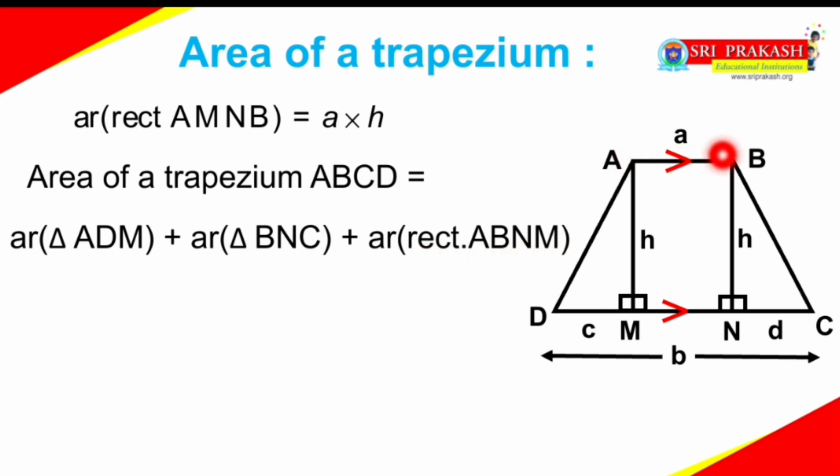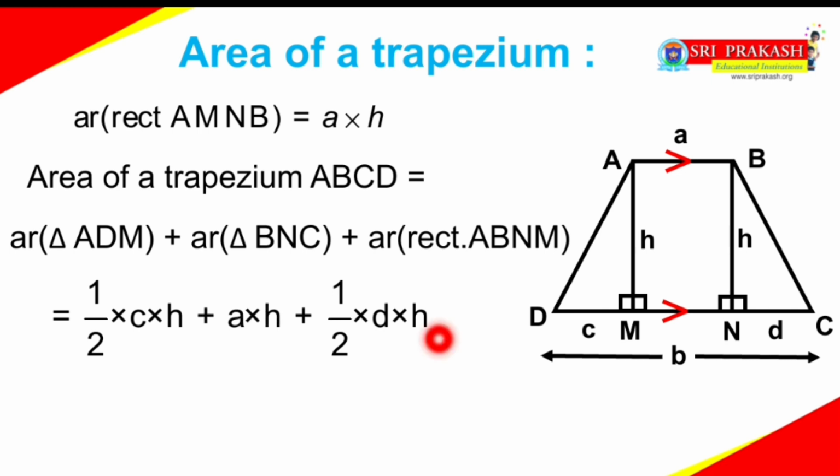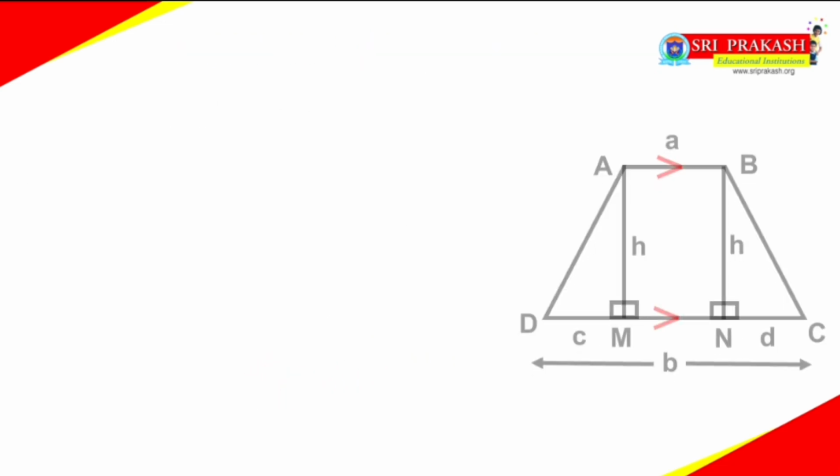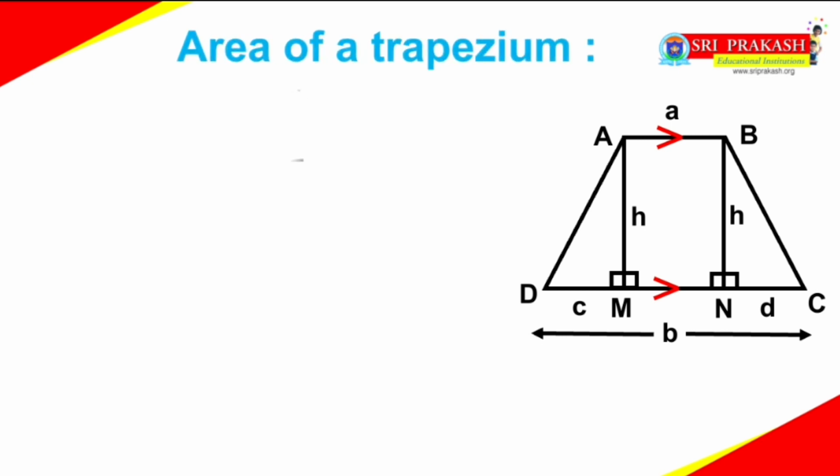area of rectangle ABNM. Now let us substitute the areas which we got, that is half into c into h plus a into h plus half into d into h. By simplifying, we get half into c into h can be written as ch by 2. a into h can be written as ah. Next, half into d into h can be written as dh by 2. Next, let us take the denominator of ah as 1.